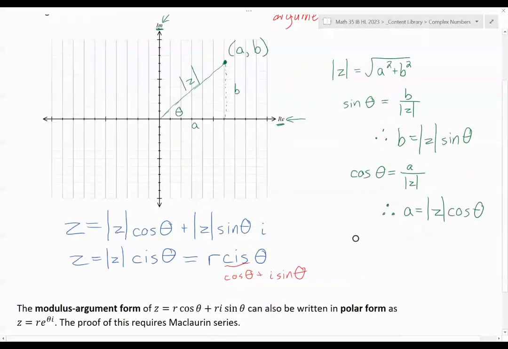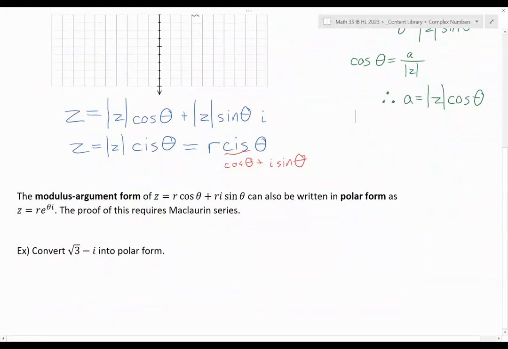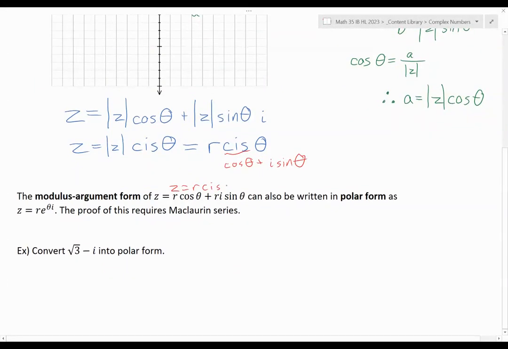All right, this form, the modulus argument form, z equals r cos theta plus r i sine theta, or what I've just said, z equals r cis theta, is a shorthand. It can also be written in polar form as z equals r times e to the power of theta i, where r and theta mean the same thing they just meant. So theta is the angle of rotation, the argument of this number, and r is the modulus of this number.